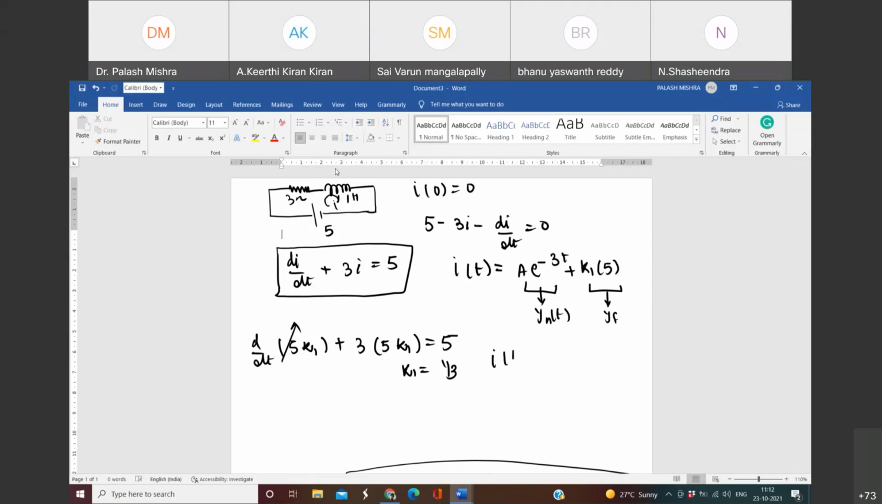So your net current i(t) will be A e to the power of minus 3t plus, K1 is 1 by 3, so it is 5 by 3. Now it has been given that the initial current is 0 at time t equals 0. So you will put this condition here. So it will become 0 at time t equals 0. So A will be equal to minus 5 by 3. So net solution will be i(t) equals minus 5 by 3 e to the power of minus 3t plus 5 by 3. Is it clear?